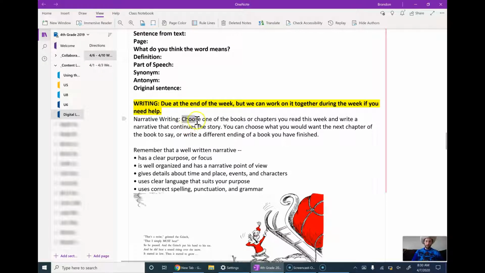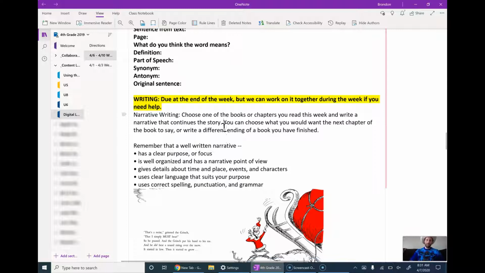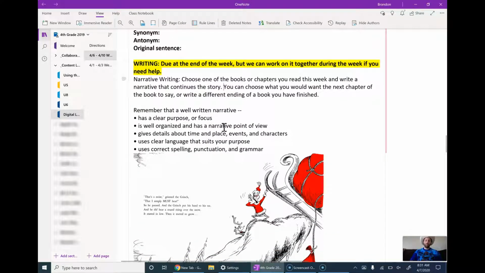What you're going to do is you're going to choose one of the books or chapters that you've read this week, and you're going to continue the story. You can choose what you want to write the next chapter in the book to say, or you can write a different ending for the book. So if you finish the book, you're going to write a different ending for it. If you haven't finished the book, then you're going to pretend what would happen in the next chapter, and you're going to write that.